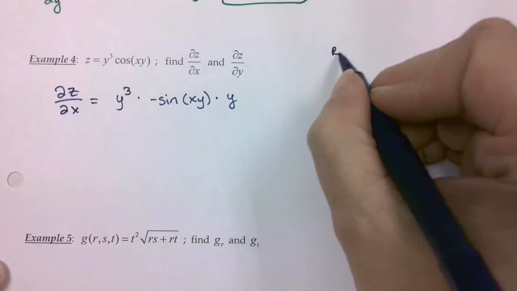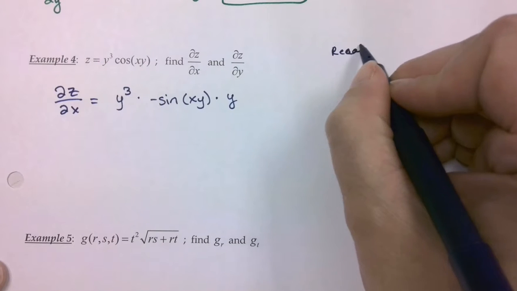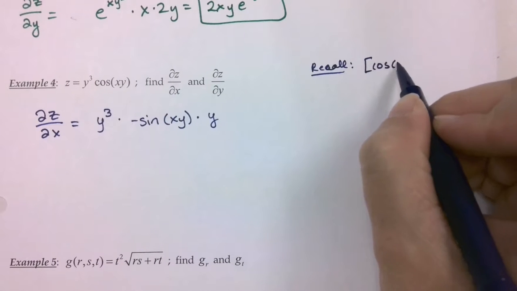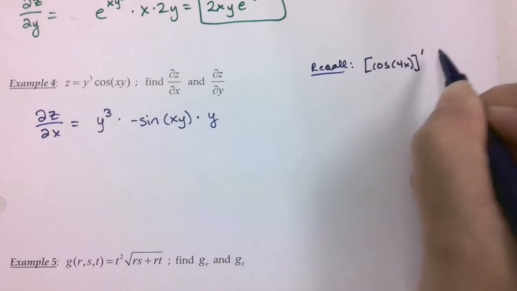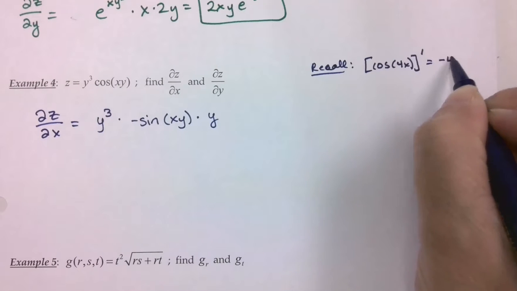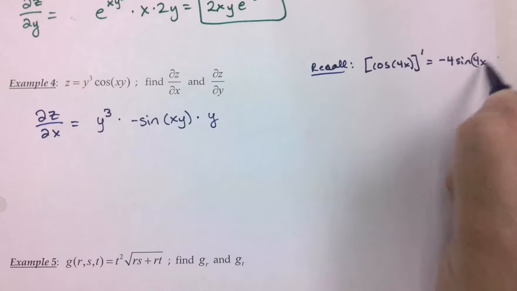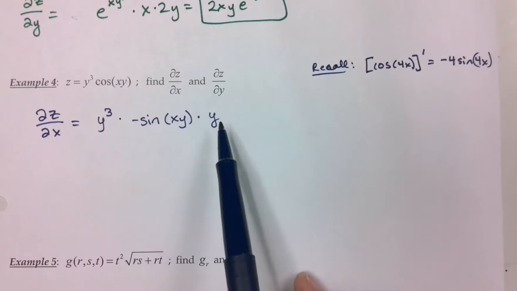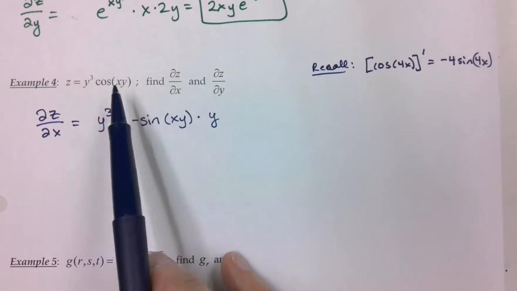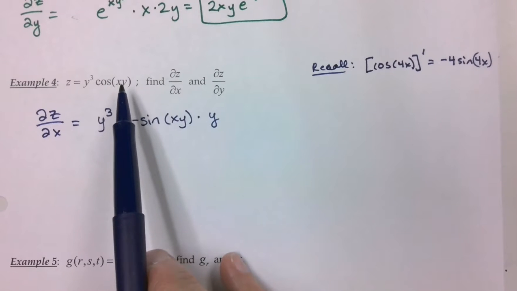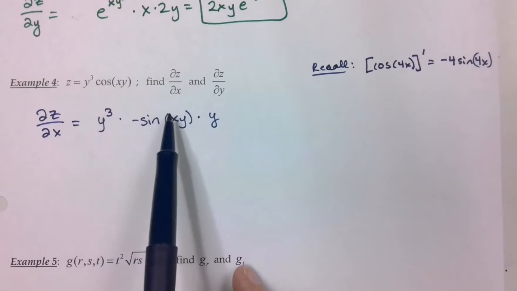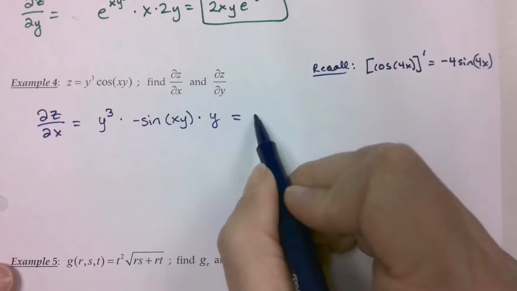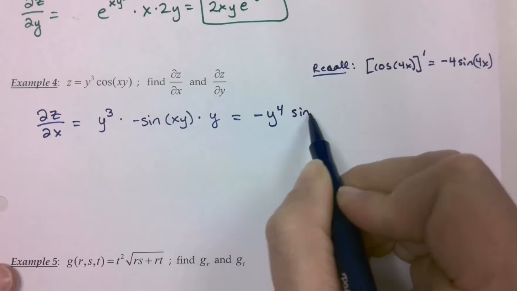So let me do a little recall over here. If you have the cosine of 4x, and you want to take the derivative of that, that's negative 4 sine of 4x. Exactly. It's just 4, quote unquote, for us is y. Y is a constant. So instead of cosine of xy, you take the derivative of that, it'll be negative sine of xy times y instead of 4, which would be negative y to the 4th sine of xy.